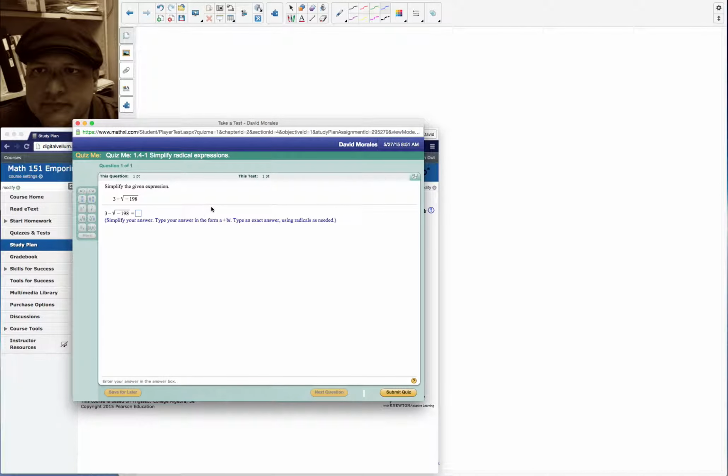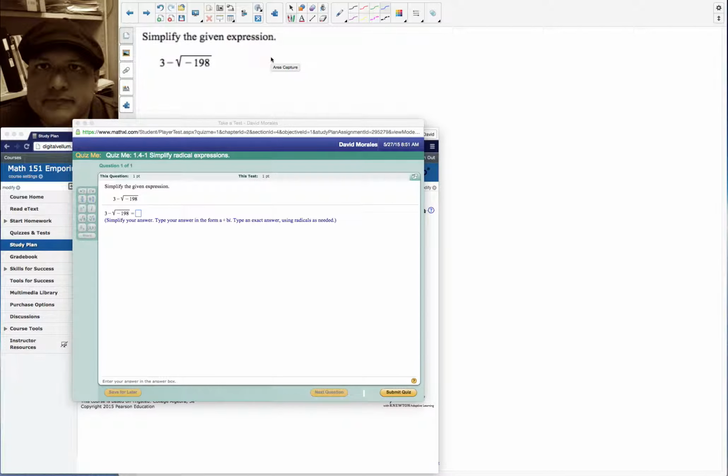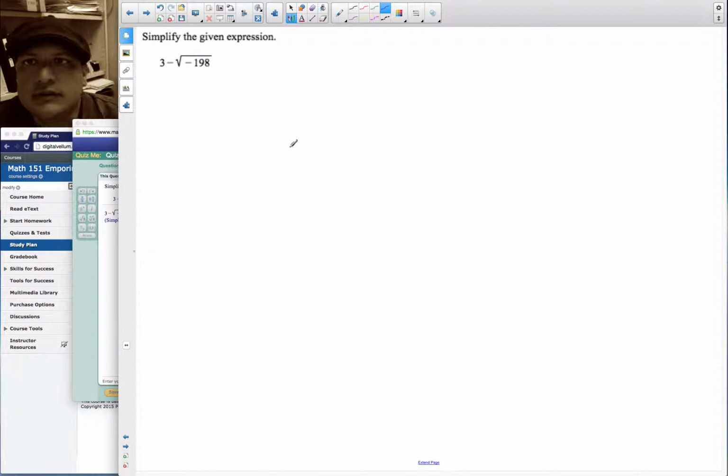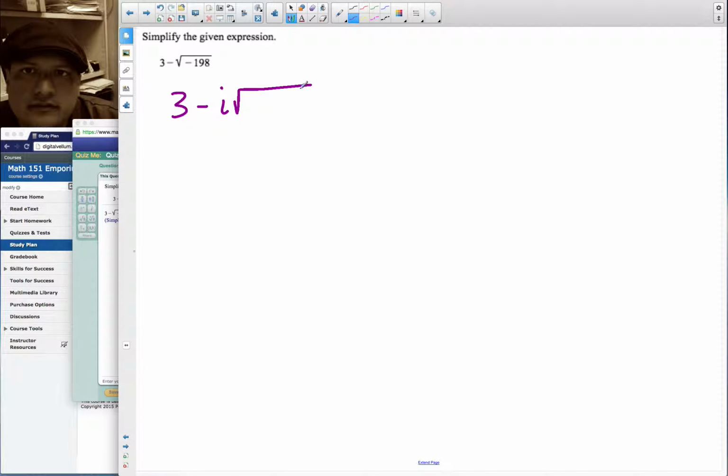1.4. Simplify this expression. So the first thing you want to do is whenever you have a negative and a radical, you want to take it out. So this is going to become 3 minus i radical 198. Now how do we simplify radical 198?